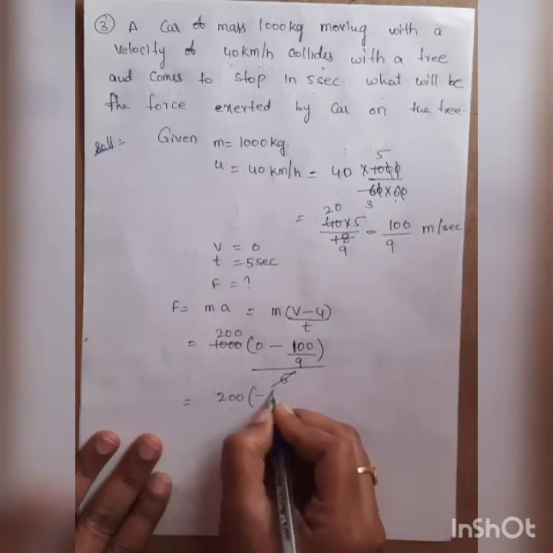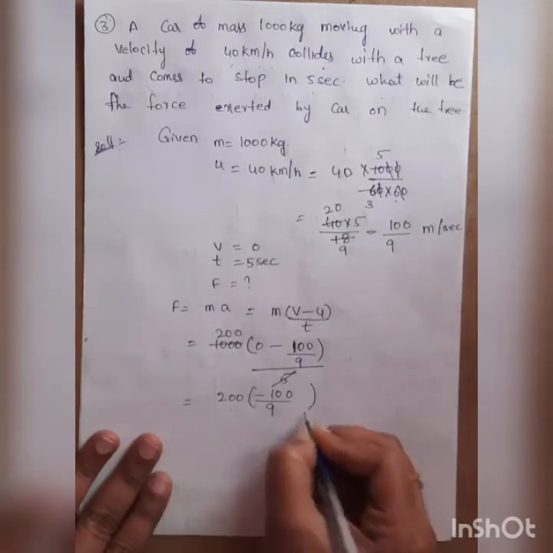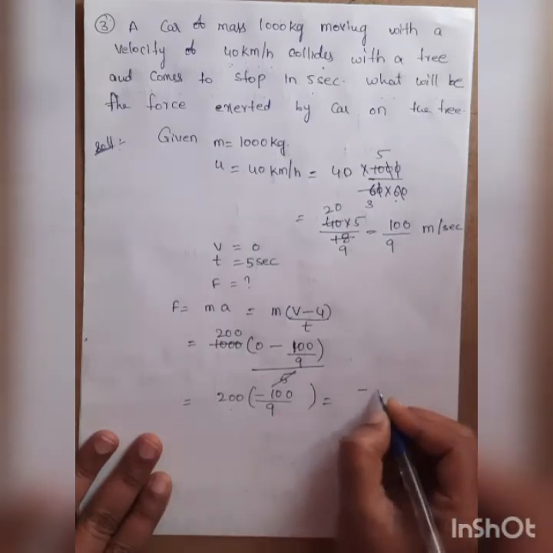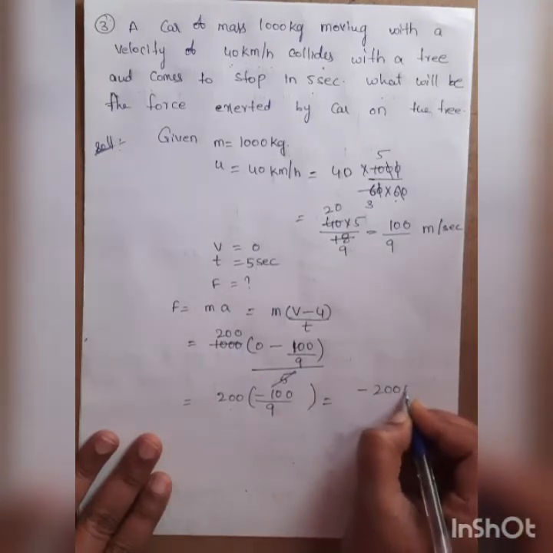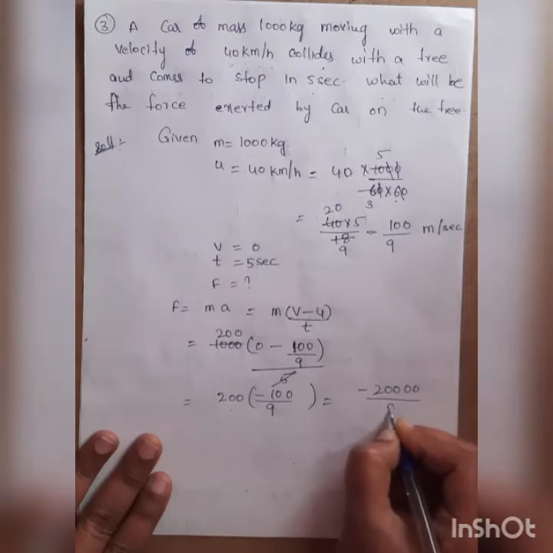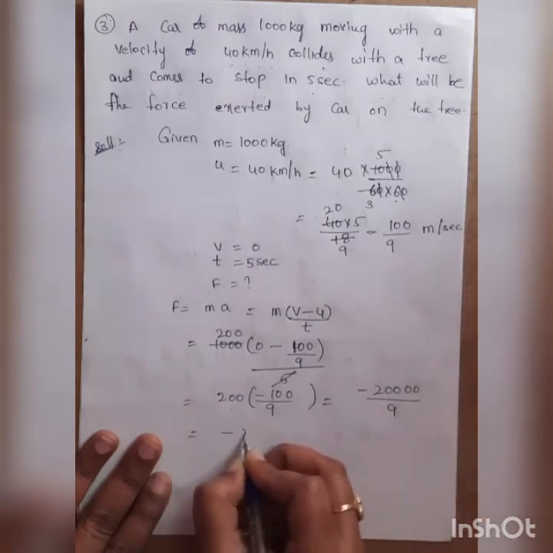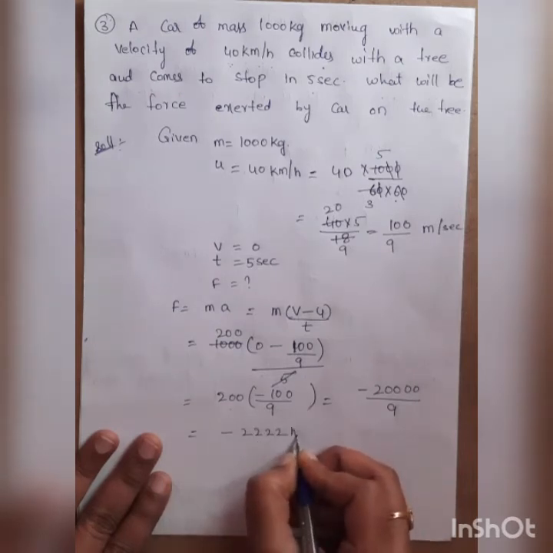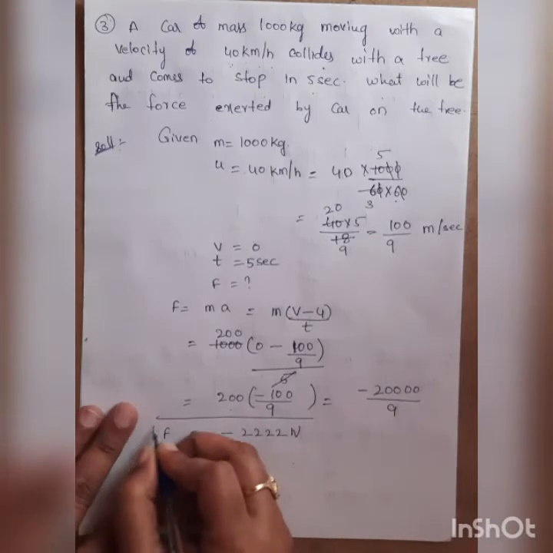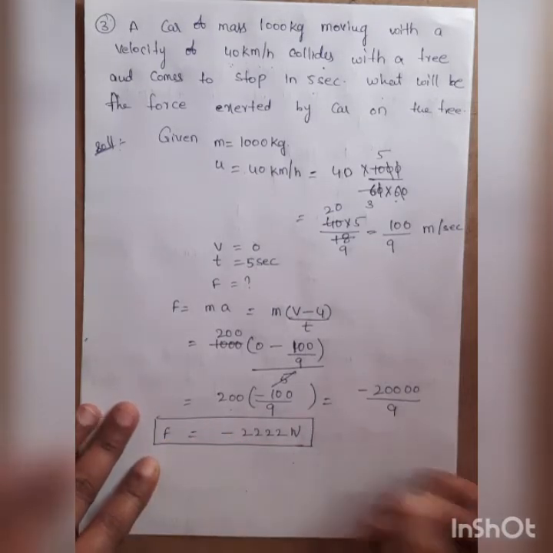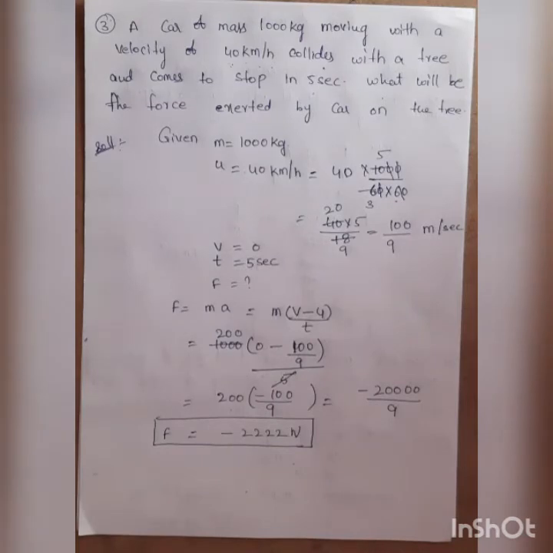And that is equal to 200 into minus 100 upon 9, so that is equal to minus 20,000 upon 9, that is equal to minus 2222 newtons. The force acting on the body is a negative force, equal to 2222. And the next problem.